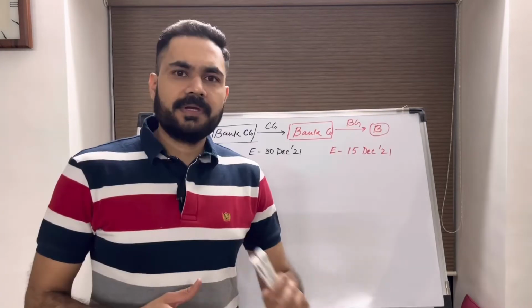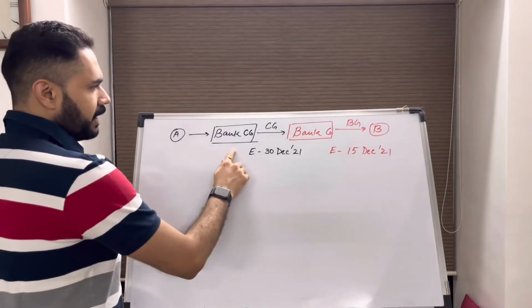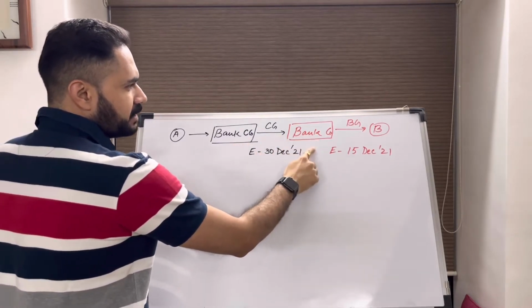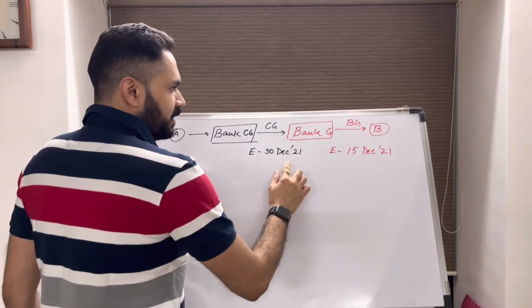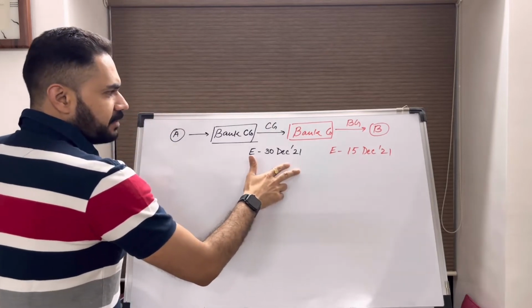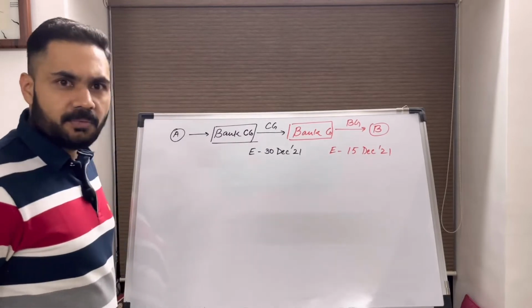So let's get started. Alright, so we have a case over here. Applicant gave request to Bank CG. Bank CG issued a counter guarantee to Bank G. Bank G issued the BG to beneficiary. The expiry date of the guarantee is 15 December 2021. The expiry date of the counter guarantee is 30th of December 2021.